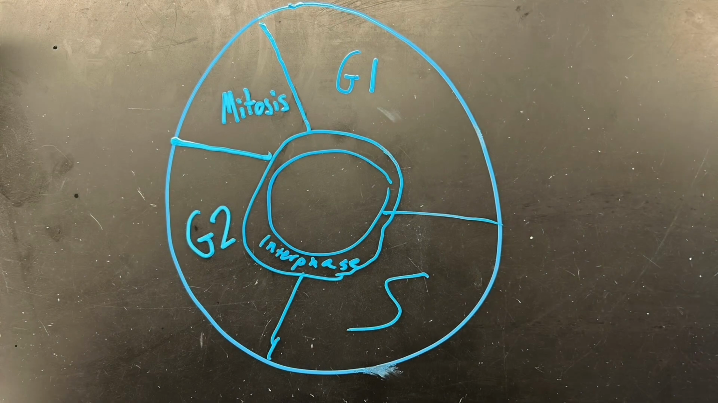Here we see the cell cycle in all its glory. The cell cycle starts with the G1 phase and is followed closely by the S stage, G2 stage, and mitosis. In this video, our main focus will be on the S phase, or synthesis, where DNA replication takes place.